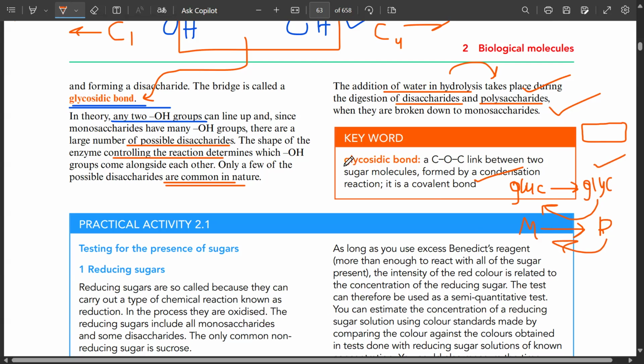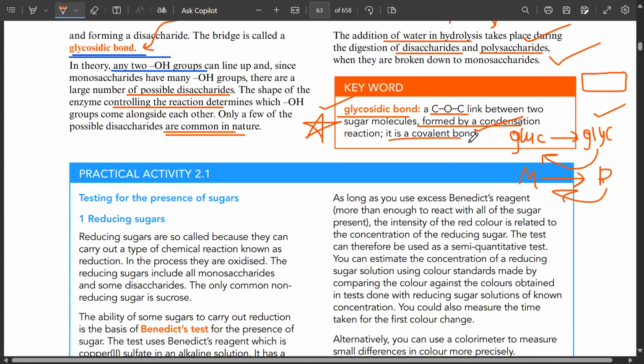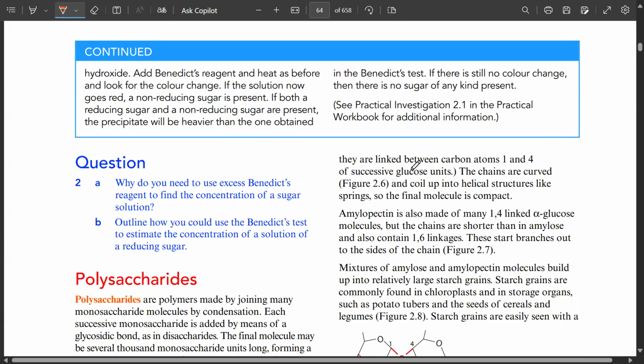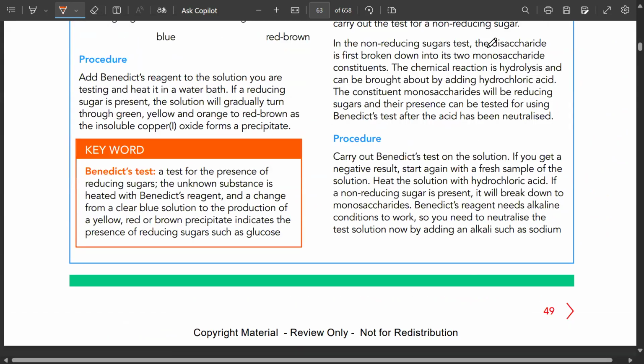Define glycosidic bond. 1 mark, examiner asks this question. It is a carbon-oxygen-carbon link between two sugar molecules formed by condensation reaction, and it is a covalent bond. Got it? Yeah. Good. Good job. Is everything clear till now? You sure? Yeah.